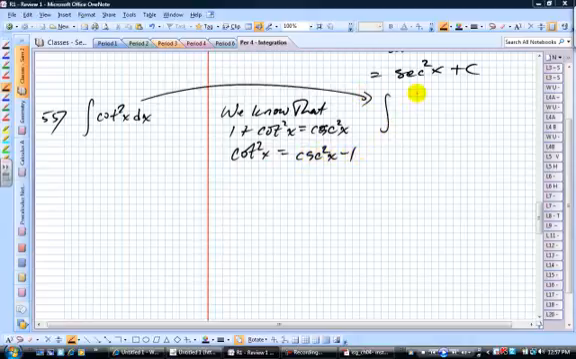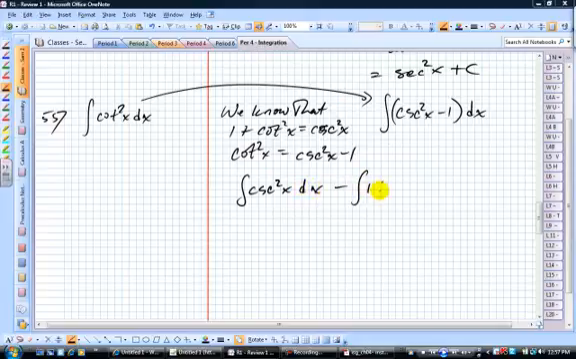So what I want to do is rewrite the integral as the integral of cosecant squared x minus 1 dx, and integrate both of those separately. So I want to integrate, let me write it over here, I have more room. Okay, integral of cosecant squared x dx minus the integral of 1 dx.